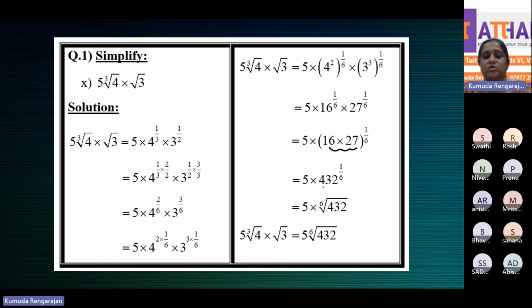16 into 27 is 432 to the power 1 by 6. You cannot multiply 5 and 432 because this is 432 to the power 1 by 6. So this is nothing but the sixth root of 432. This can be written as the sixth root of 432. So this is the answer: 5 into sixth root of 432 is the answer.